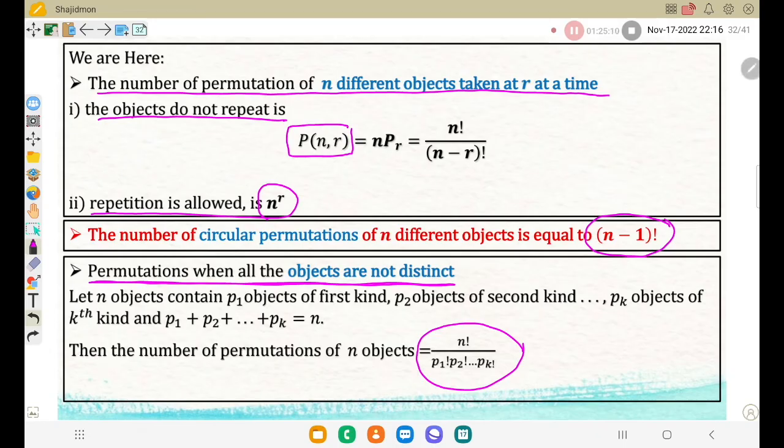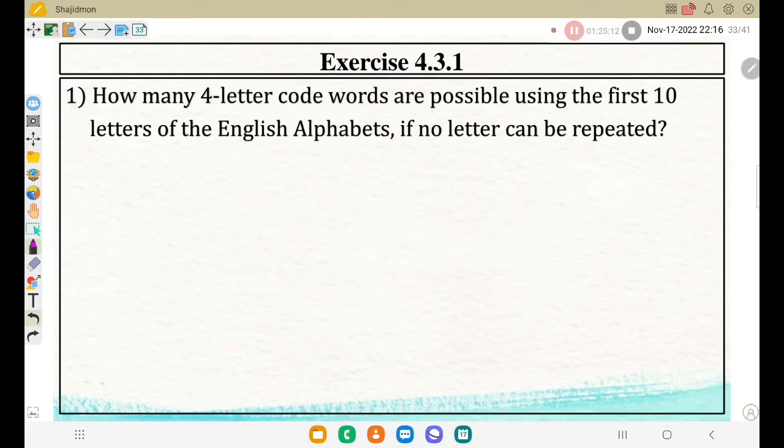Okay, now we will come to the exercise. Whatever ideas we have studied, we can apply in the exercise questions. Okay, first question. How many 4-letter code words are possible using the first 10 letters of the English alphabet, if no letters can be repeated?